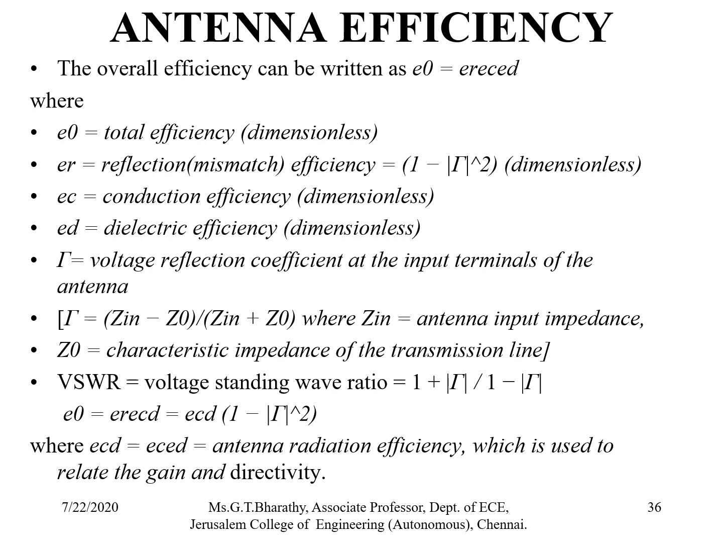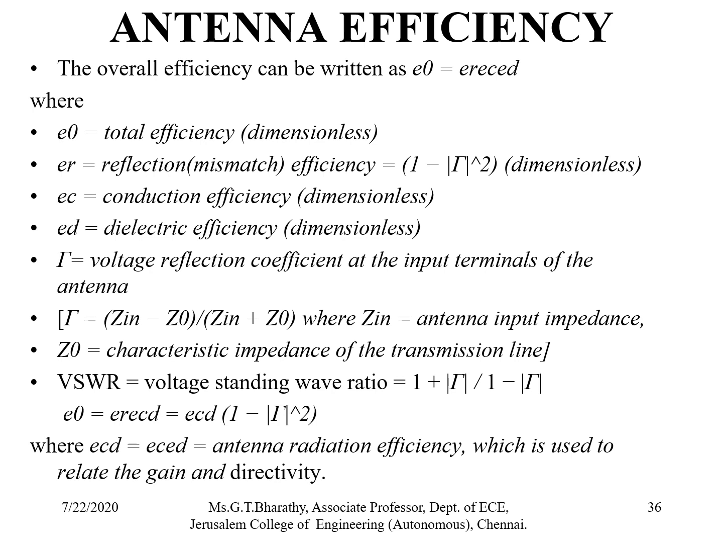So this voltage reflection coefficient is not a new term for us. It is given by the formula Zin minus Z0 by Zin plus Z0, where Zin is the antenna input impedance and Z0 is the characteristic impedance of the transmission line. The next formula is for VSWR, which is voltage standing wave ratio. It is 1 plus the reflection coefficient divided by 1 minus the reflection coefficient.